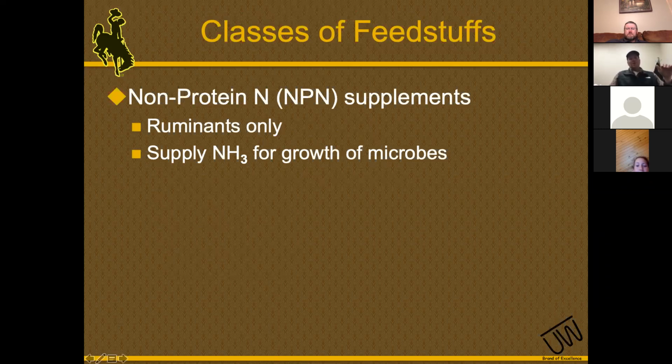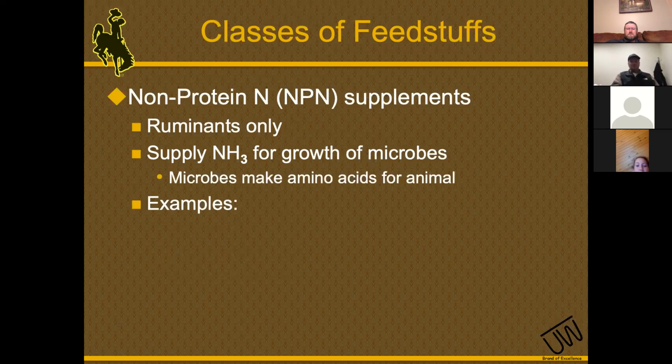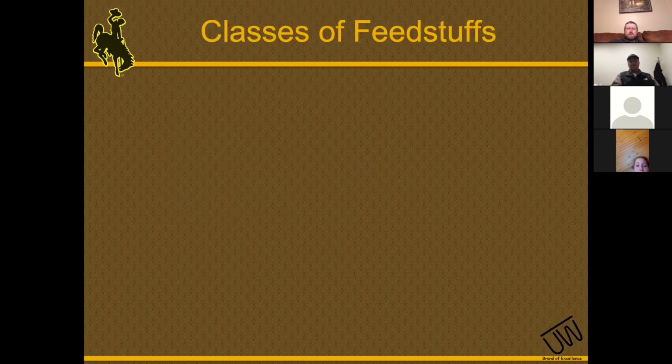The reason we can feed it to ruminants is because they've got that fermentation vat. Well, those bugs need to be fed, so they need a nitrogen source. They can actually utilize ammonia and incorporate it into the amino acids which they need to survive. So the example is urea.